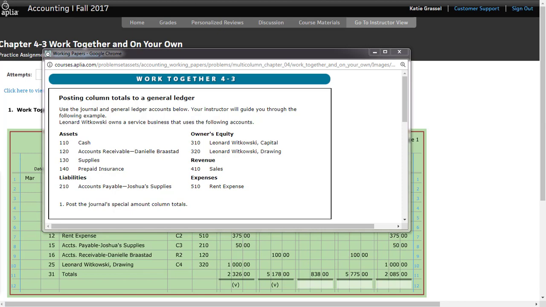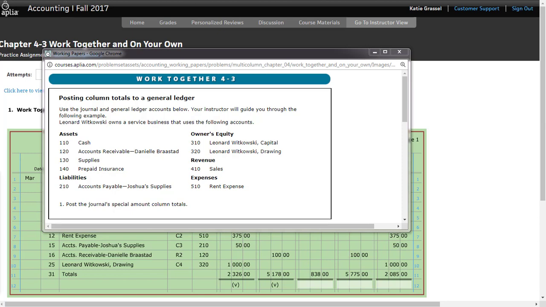When we look at our directions for Work Together 4-3, they look extremely similar to what we did for 4-2. In the fact at the top it says, Leonard Witowski owns a service business and uses the following accounts. So then we have all of these accounts listed there. And then right here on the bottom, it says post the special amount column totals.